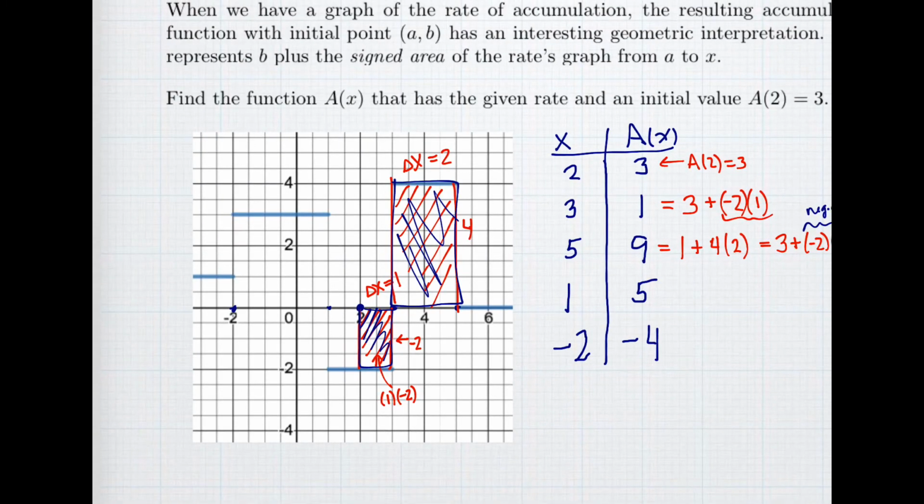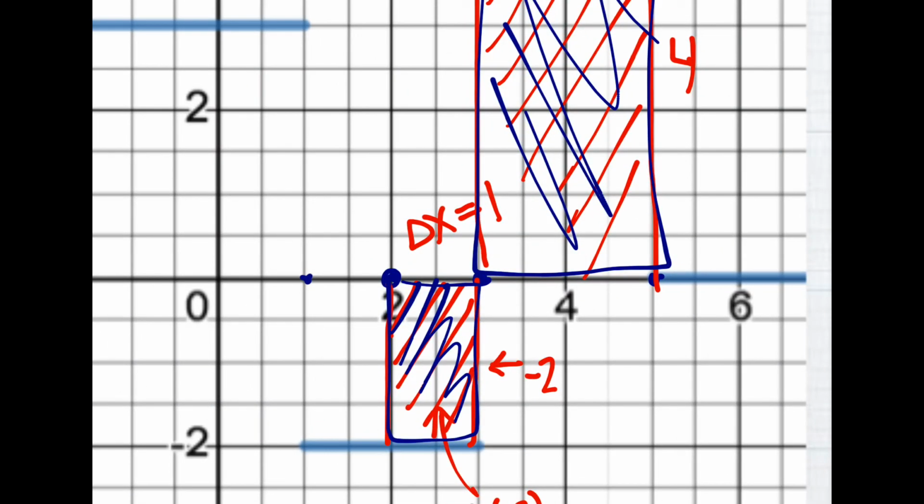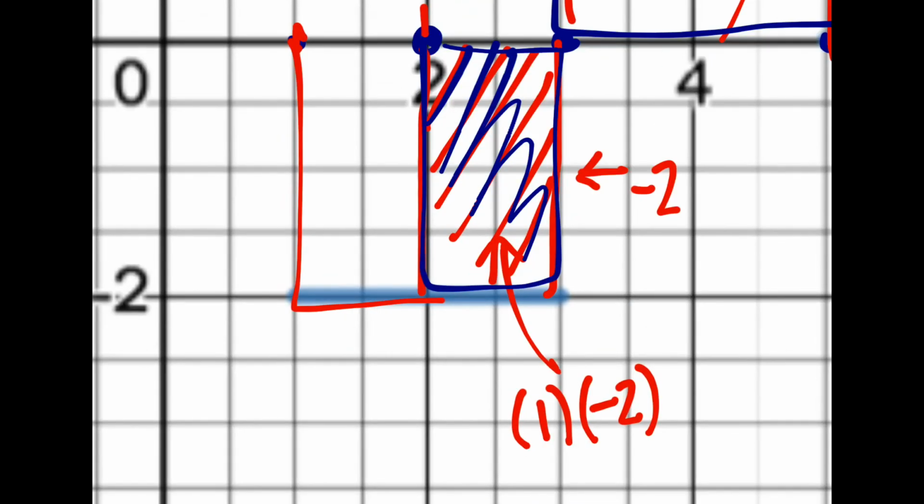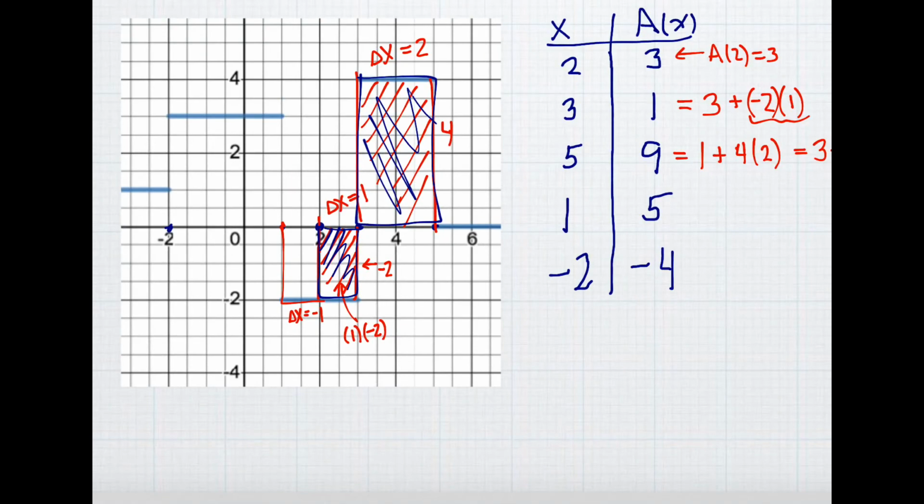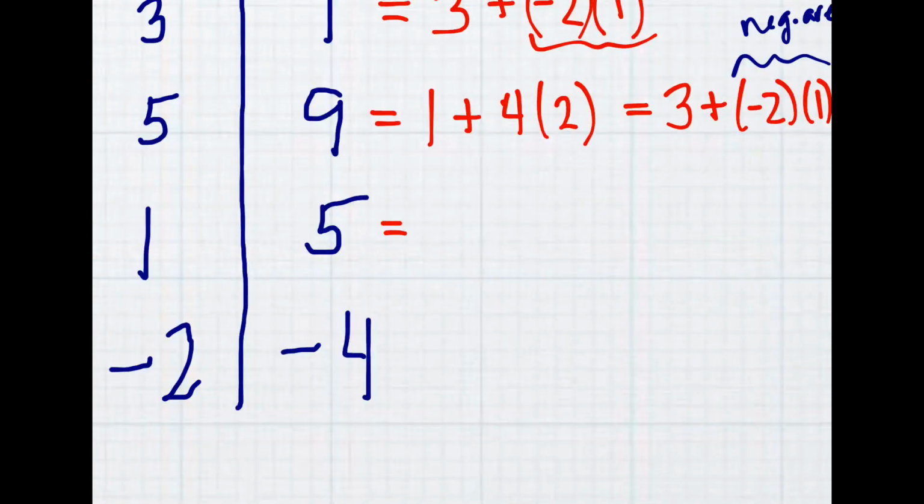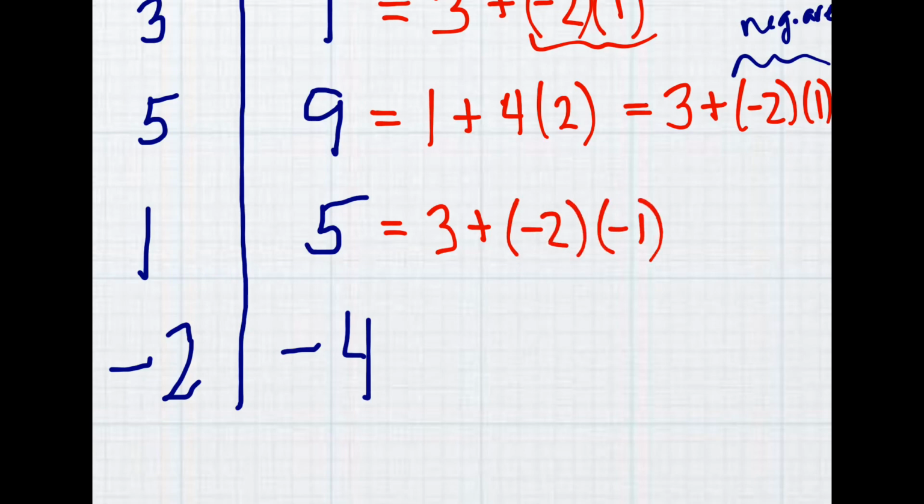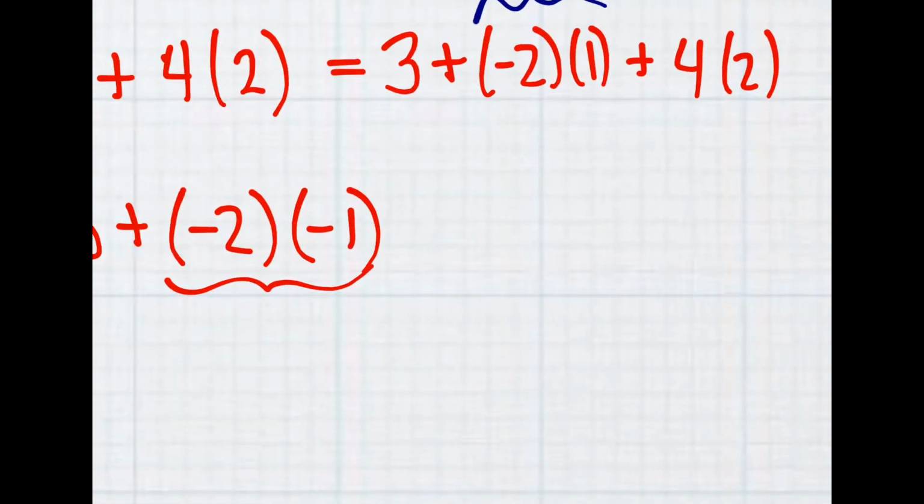Okay, so let's go left now. If I want to go left, going from 2 to 1, this figure, my delta x, went backwards. Oops, if I could write, negative 1. So my height is still negative 2, and so this 5 came from my initial value, plus my slope, times my delta x. And this time, my signed area is actually negative times negative is positive. That's where the 5 came from.